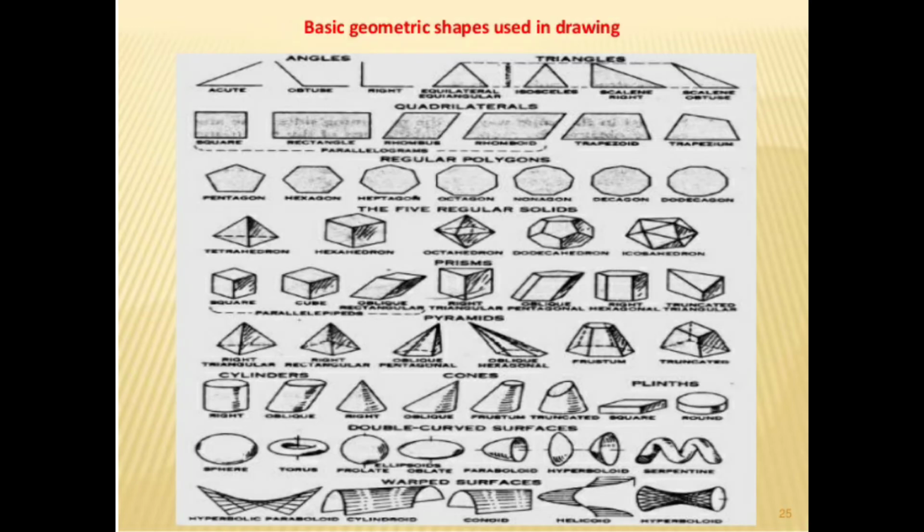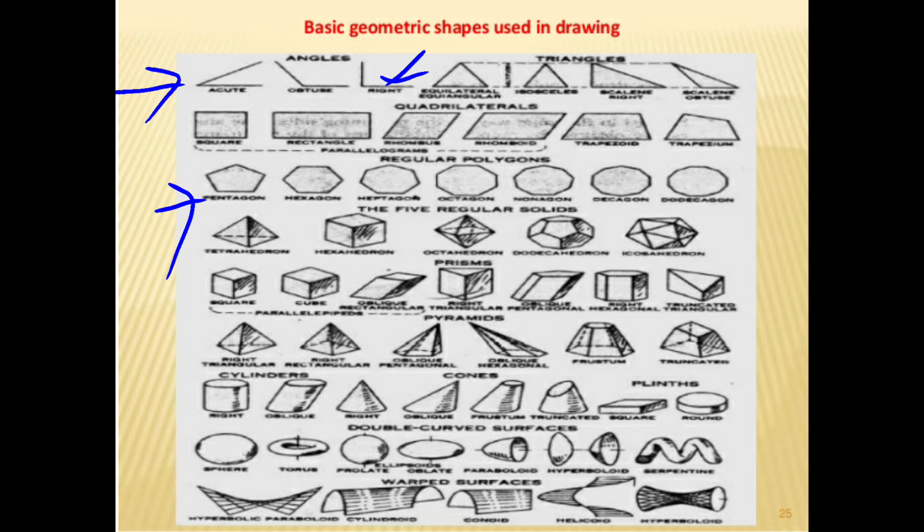Okay, the basic geometrical sizes and shapes in drawing. First we start with angles: acute angle, then obtuse angle, then right angle. Then we have equilateral triangles, right triangles, scalene triangles, isosceles triangle. Then we have square, rectangle, rhombus, trapezium. Then we have the five-sided pentagon, six-sided hexagon, heptagon, octagon having 8 sides, nonagon having 9 sides.